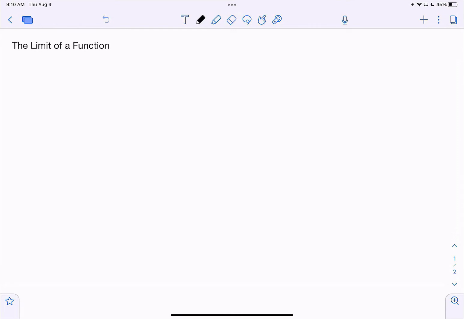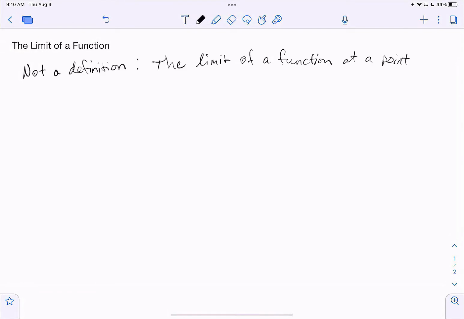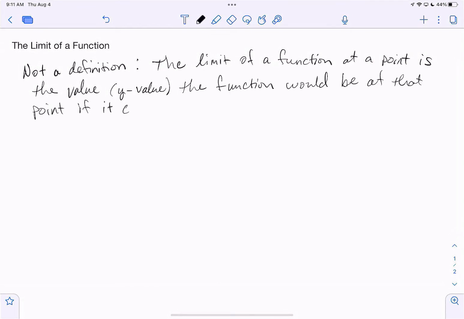We're going to start our examination of the idea of a limit with not a definition. The limit of a function at a point is the value, and when we say value, we mean y value, that the function would be at that point if it could be.